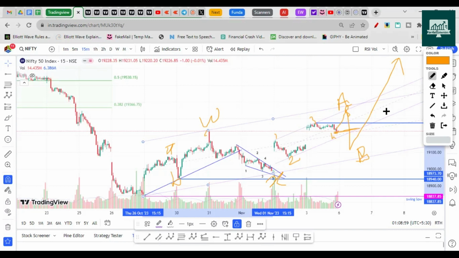Hope you are able to understand these moves of the Nifty and you are able to grasp what I'm saying with the Elliott Wave. If you have any doubts, ask in the comments.